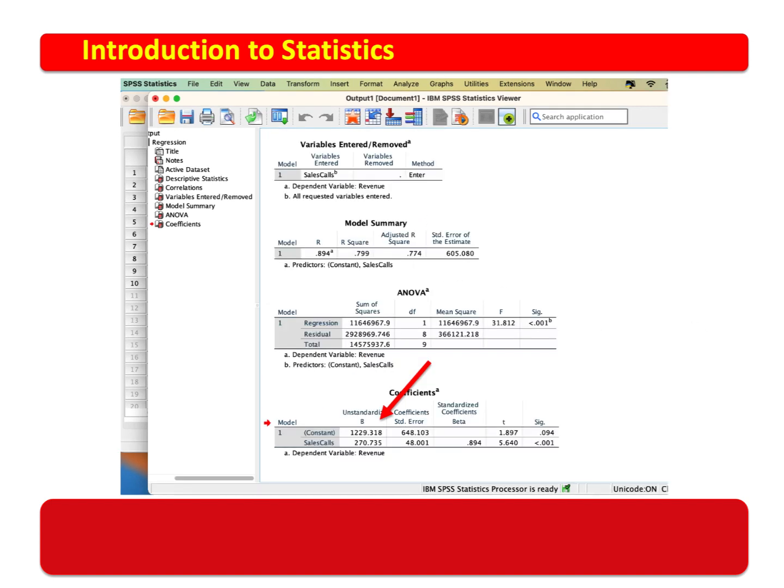Now, I will scroll down on that page, and it gives you an ANOVA. You don't need that table here in this case. What you need is the one that is called Coefficients. You notice it gives you a constant, 1229.318, and it gives you sales calls, 270.735. This value right here, the constant, is the b. It is the y-intercept. And the next one is the slope of the curve.